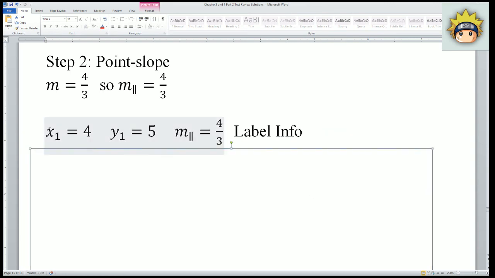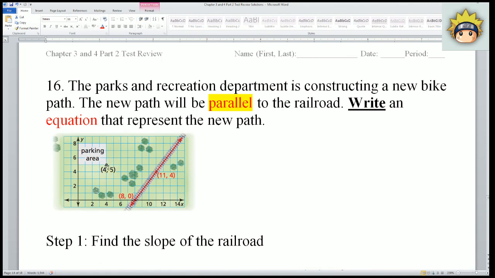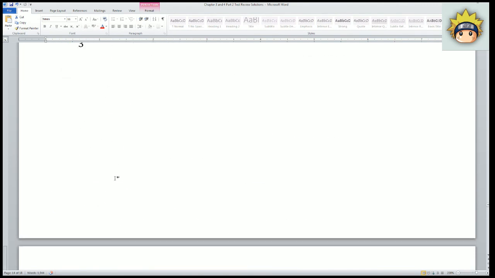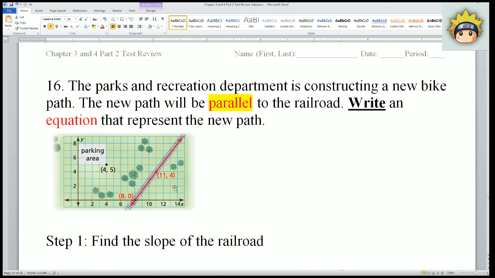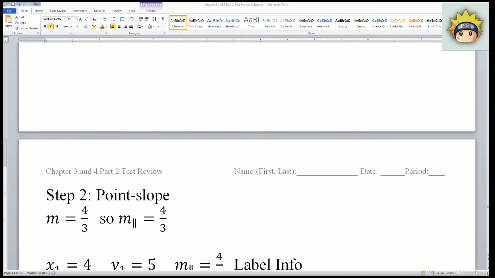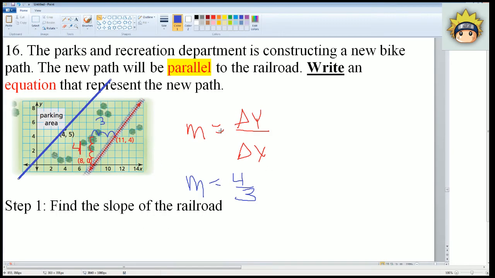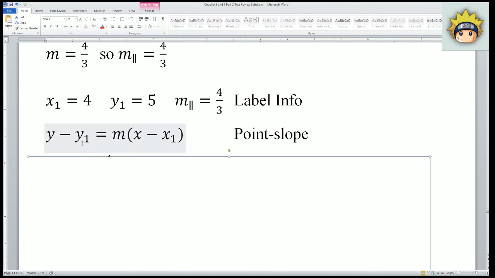Label your information. X1 is 4 and Y1 is 5. How did I get that? Right here, point 4 comma 5. There you go. And M parallel is 4 over 3 because, again, this is 4 over 3, which is the slope. And again, it has to be parallel. That's why the slopes are the same. Good. Point slope equation, y minus y1 equals m parentheses x minus x1.